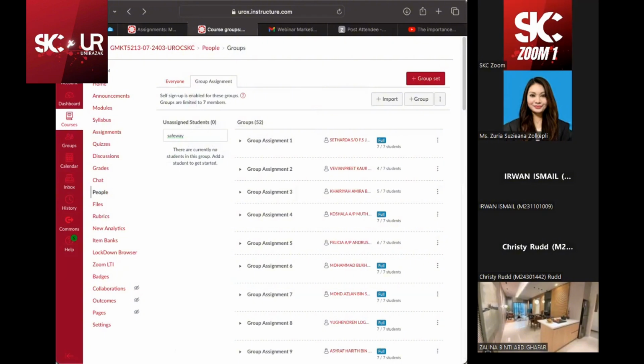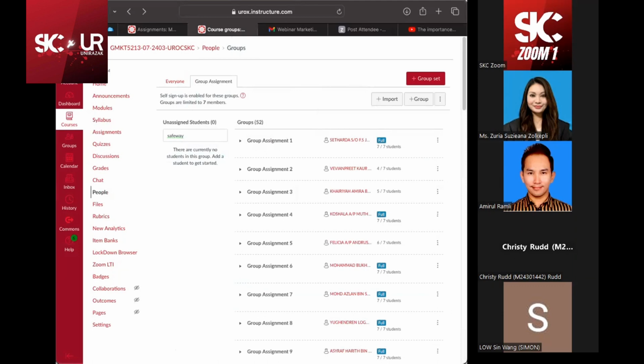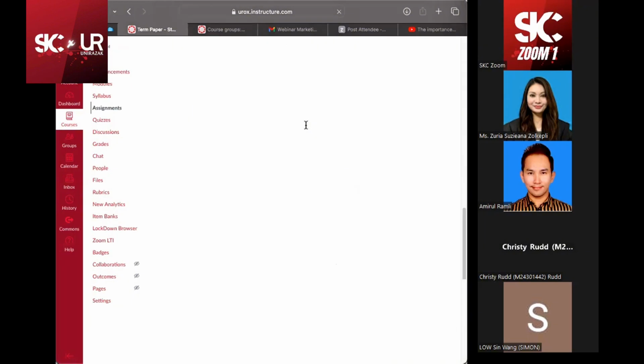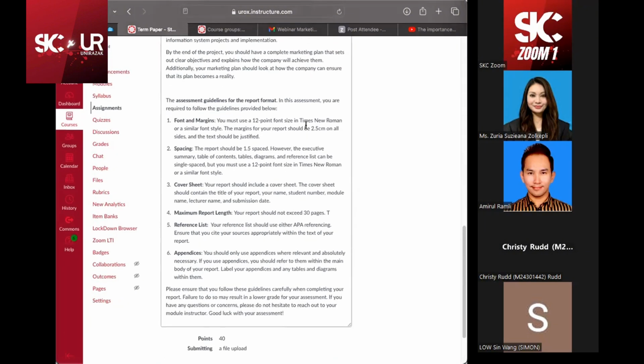Miss, I want to ask, for the assignment, is there any format that we need to follow? For example, the cover page and the reference. For the cover page, I only mentioned that you need to put your name, student number, module, lecturer name, and submission date. For reference, you have to use APA. Okay, all right, thank you.